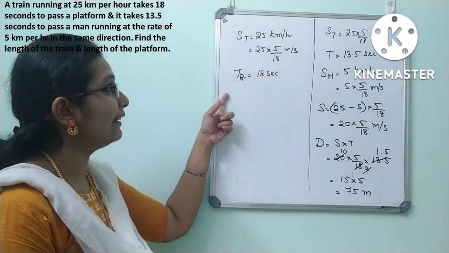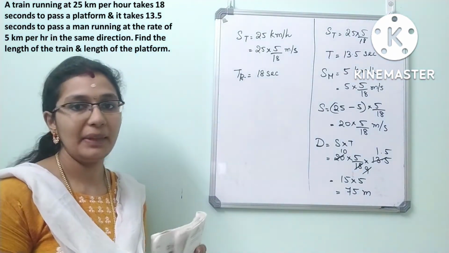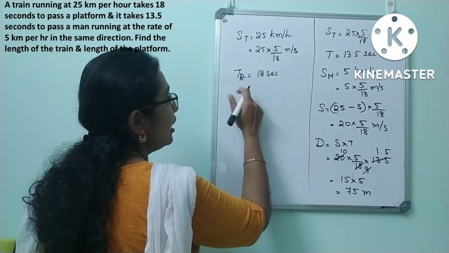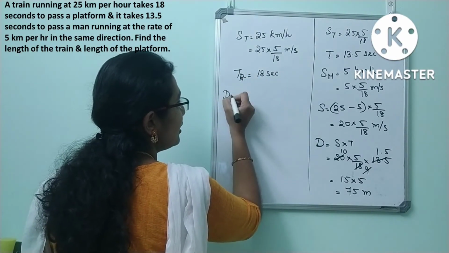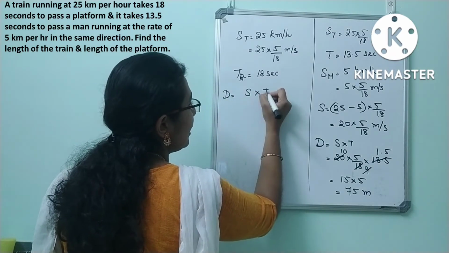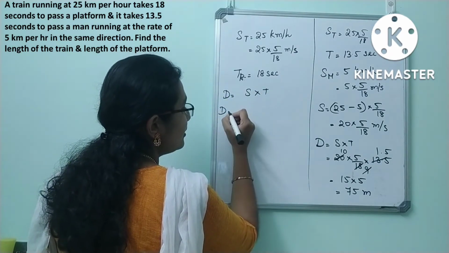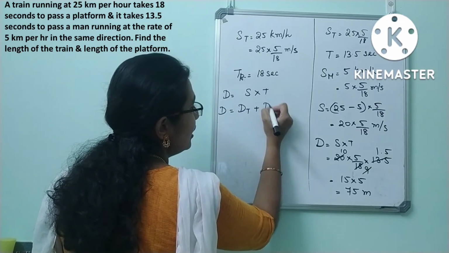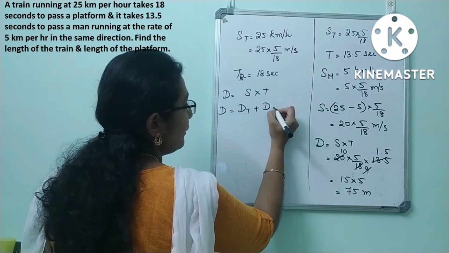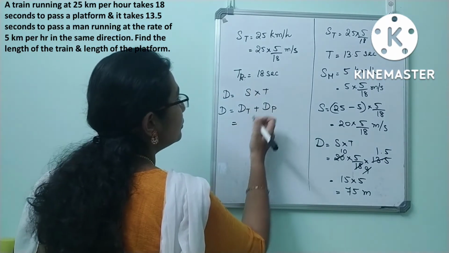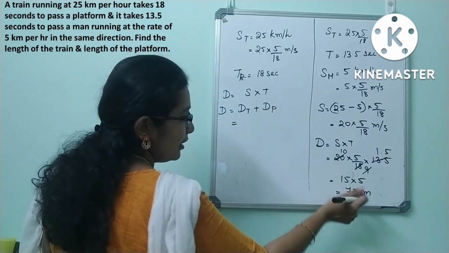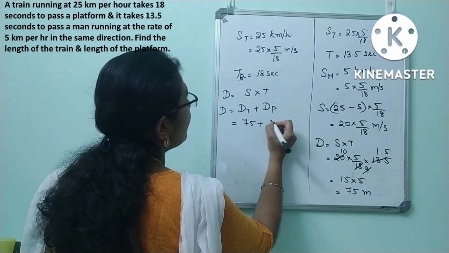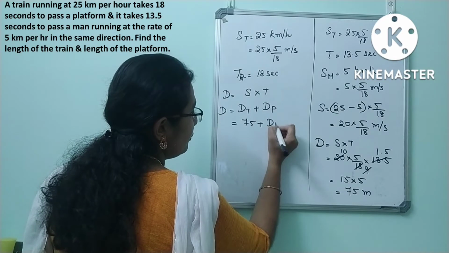Now using that length here, you can find the length of the platform, right? So here the speed and time is given. So distance is equal to speed into time. Here we will have to consider the distance of both train as well as distance of the platform, right? So distance of train we have found it as 75 and distance of platform is what we have to find, correct?